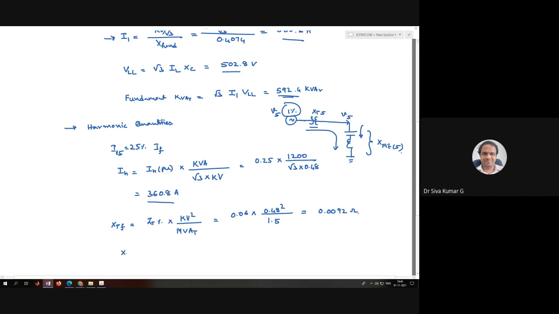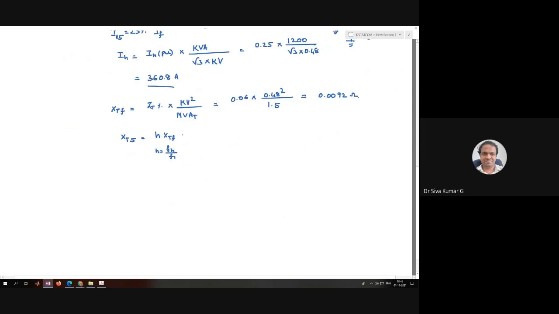The transformer reactance at the fifth harmonic is H times of XT fundamental. H is nothing but the harmonic frequency FH by the fundamental frequency. We divide to get the fundamental values, then multiply with FH. We get the value of this as 0.0461 ohms.